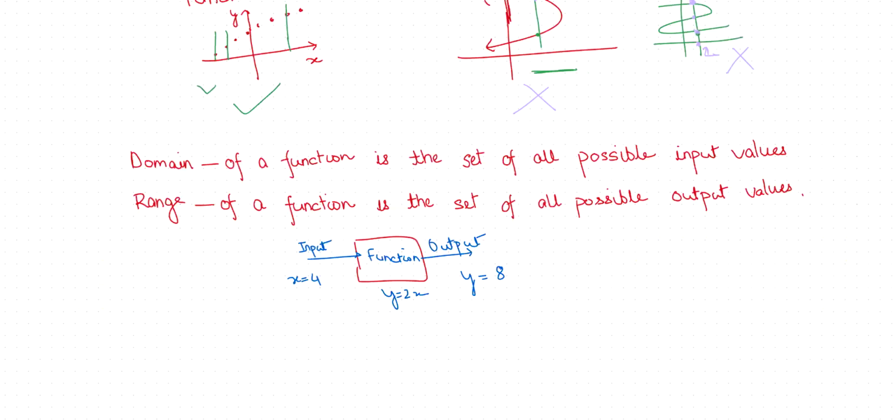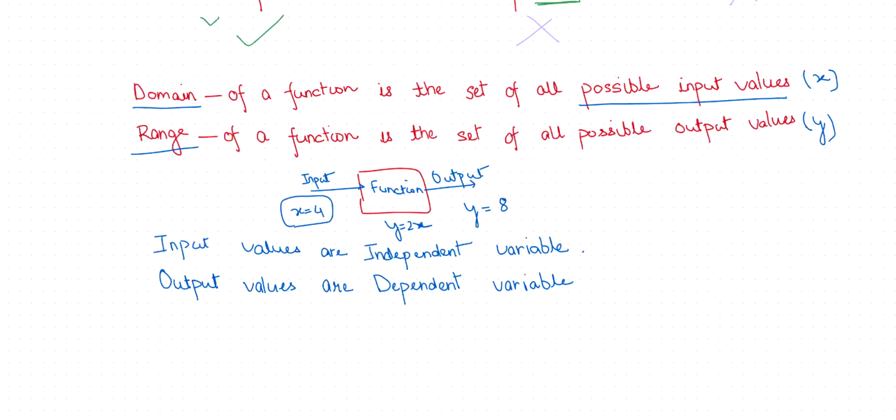The domain of a function is the set of all possible input values, or x values. And the range of a function is the set of all possible output values, that is, y values. Suppose the function is y equals 2x. If the input is x equals 4, then y is 8, which is 2 times 4. Let's do some questions. Input values are independent variables and output values are dependent variables. They are dependent on the input.